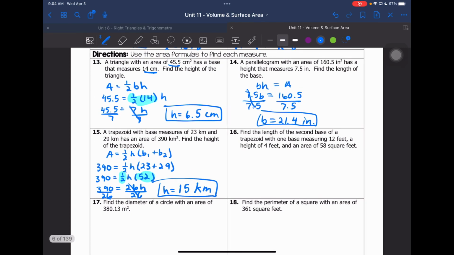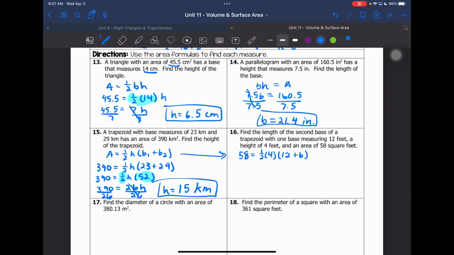Okay, number 16 says find the length of the second base of a trapezoid with one base measuring 12 feet, a height of 4 feet, and an area of 58 square feet. So it's kind of the same formula. I'm not going to rewrite it, but I'll just follow this over here. Our area is 58. We know that the height is 4, so I'm going to plug in 4 for h. And then we know one of the bases. One of them is 12, but we don't know the other one. So I'll just put plus b.